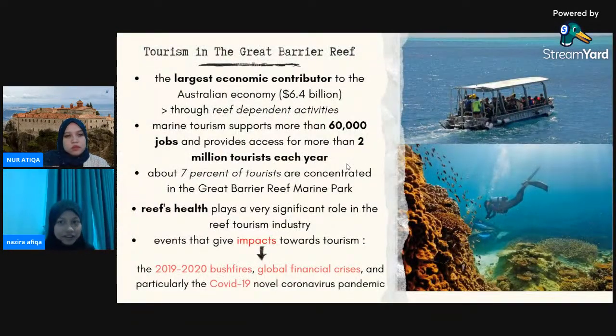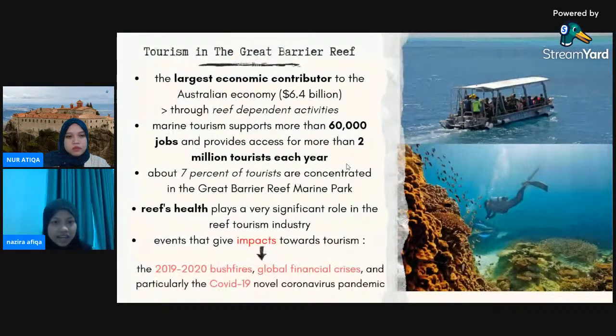Tourism in the Great Barrier Reef is the largest economic contributor to the Australian economy, with $6.4 billion through reef-dependent activities. Marine tourism supports more than 16,000 jobs and provides access for more than 2 million tourists each year. About 7% of tourists are concentrated in the Great Barrier Reef Marine Park.